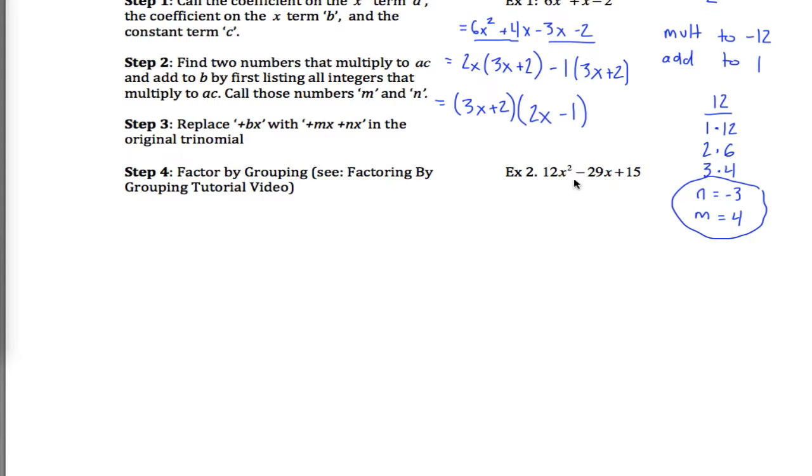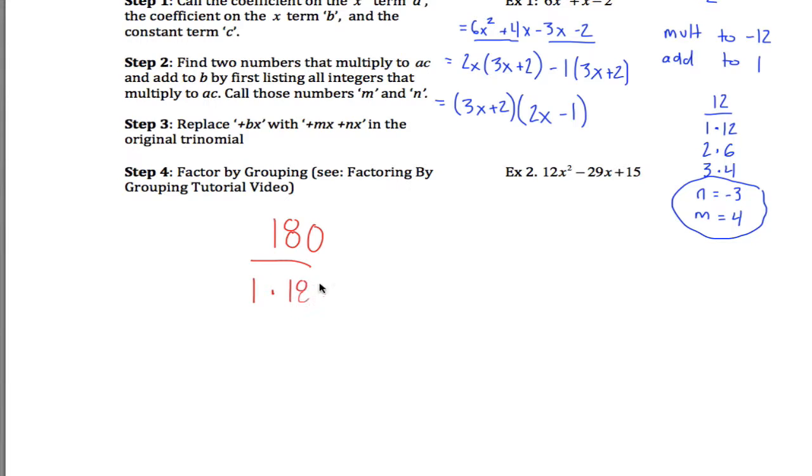So if I were actually doing this problem, I'd first have to look at this and say, all right, I want two numbers that add to negative 29 and multiply to whatever 12 times 15 is. 12 times 15 is 180. The way you can get that is 10 times 15 is 150, but I need two more 15s. 2 times 15 is 30. So 150 plus 30 is 180. Anyways, I want two numbers that multiply to 180 and add to negative 29.